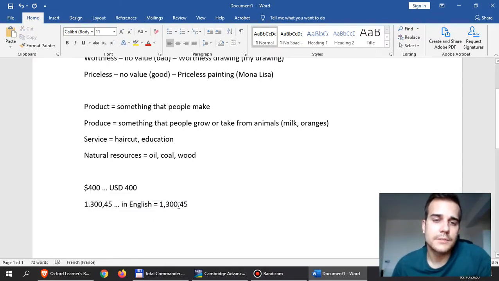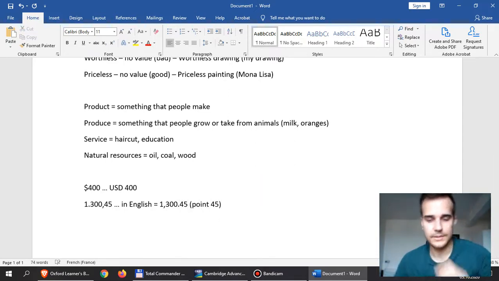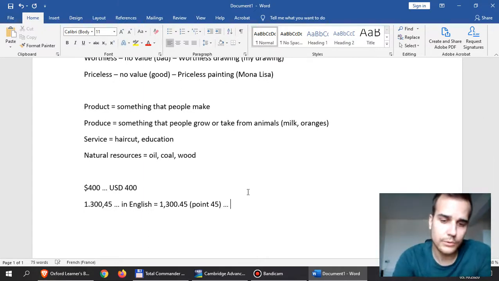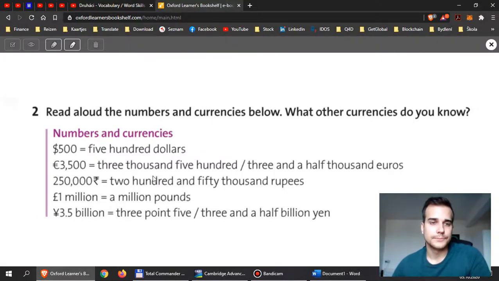But this one we read as point, all right? So 1,300.45. This is how we would read that. If you want to do 0.45, for example. Okay, so we are basically getting there. Another thing when it comes to currencies is that currencies have lowercase letter in the front. So euro is with lowercase e, rupees with lowercase r, yen with lowercase y, and so on.